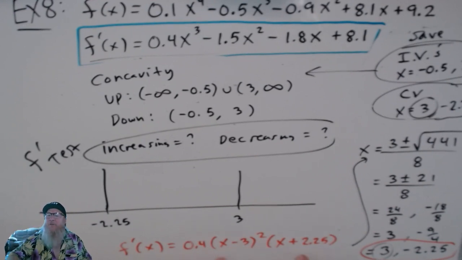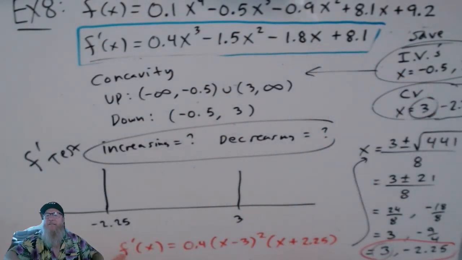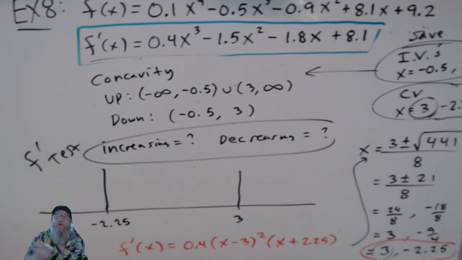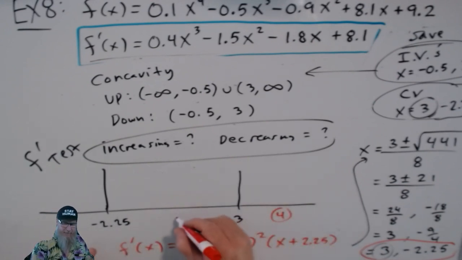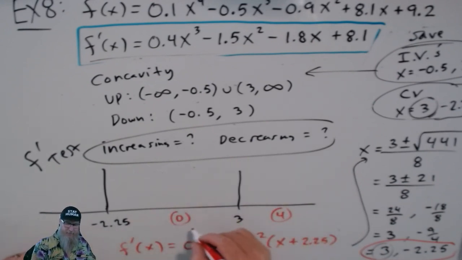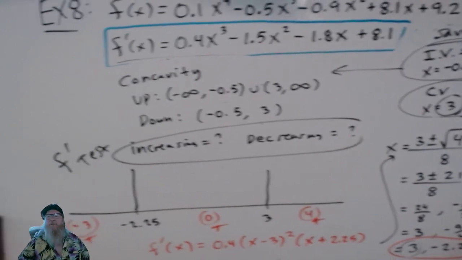Now, you don't have to do this. It's not required that you write it like this. You could just use this. These are equivalent forms of the same function, the same derivative function. I sometimes use one for one thing and one for something else. So I'm going to test 4. I'm going to test 0. These are my test values. And I'm going to test negative 3. It's my other test value.